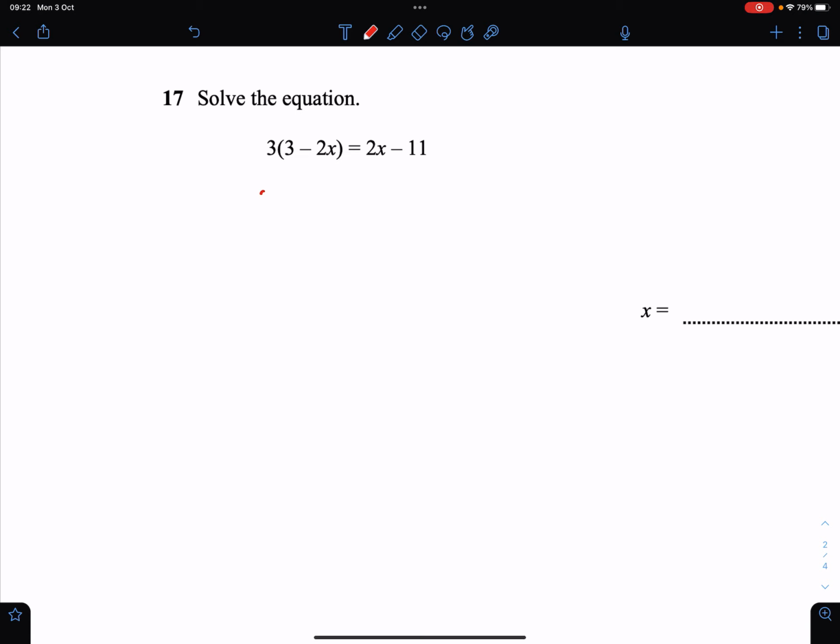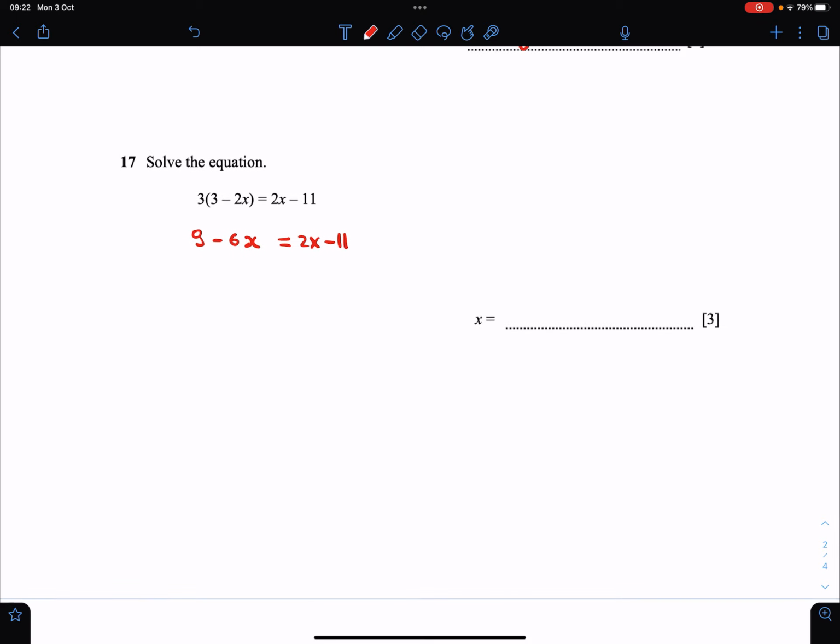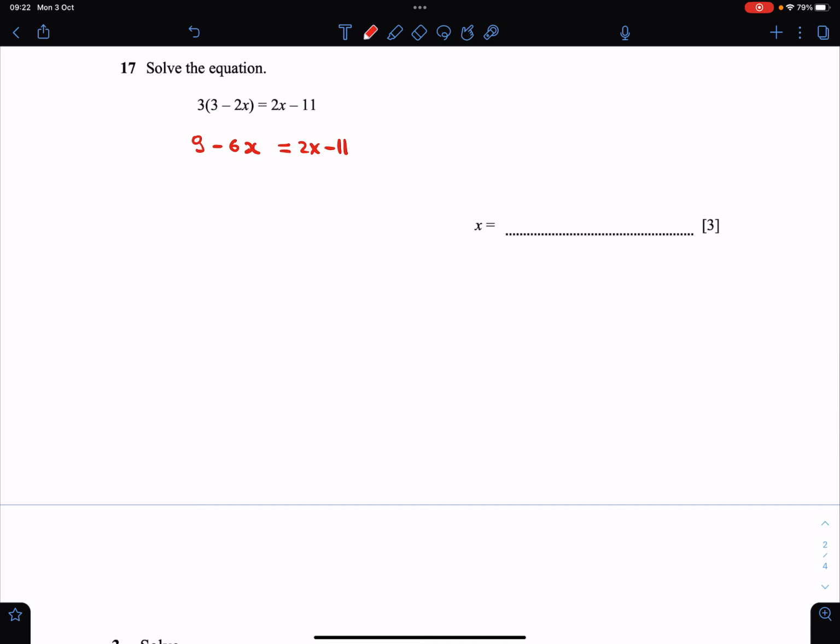So, good job. 9 minus 6x. For now, I'm going to keep the right hand side as it is: 2x minus 11. Happy with this? What did we do? After expanding the bracket, as you can see, we have the variable on both sides. I have an unknown variable on the left and on the right.